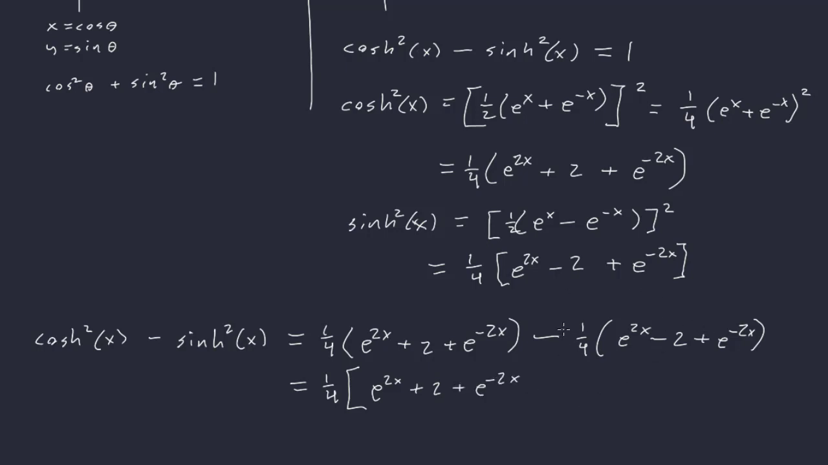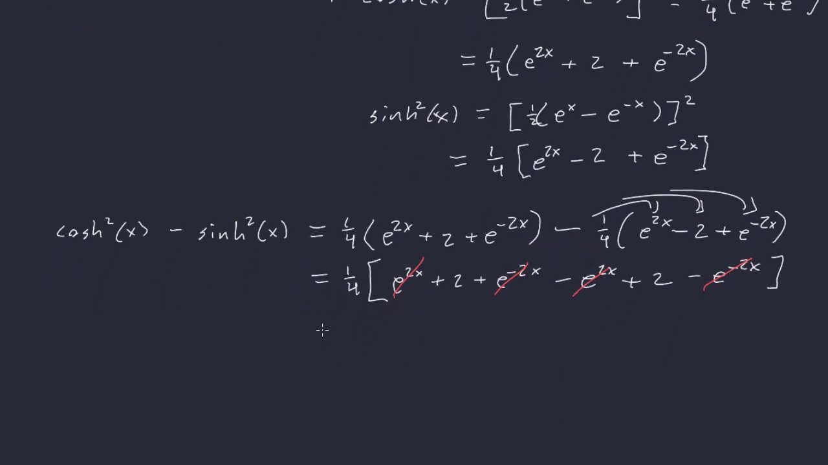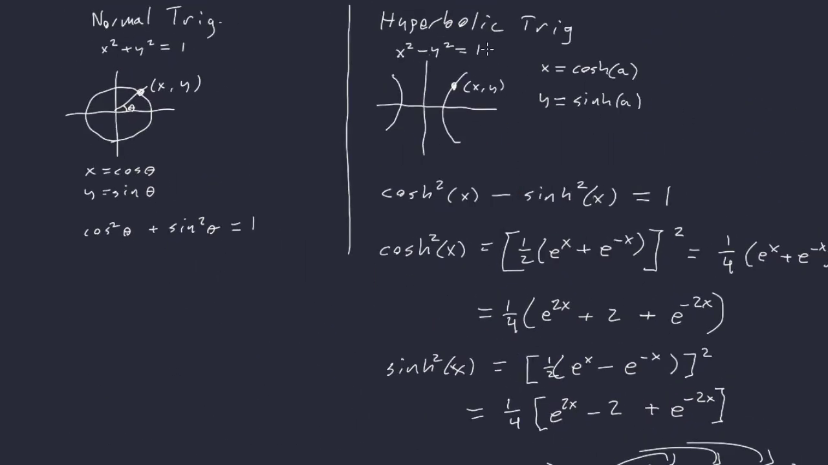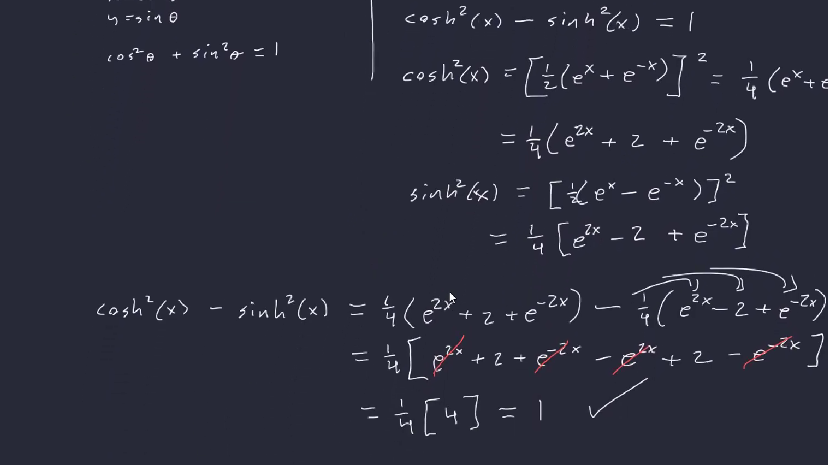Okay, then here we have a minus affecting all of these. So we'll have a minus e to the 2x, a plus 2, and a minus e to the negative 2x. And all these e to the things cancel, and we're left with the two 2's. So what we end up with is a 1/4 times 4, which is 1, which is what we expected from the formula. The x squared minus y squared is equal to 1.